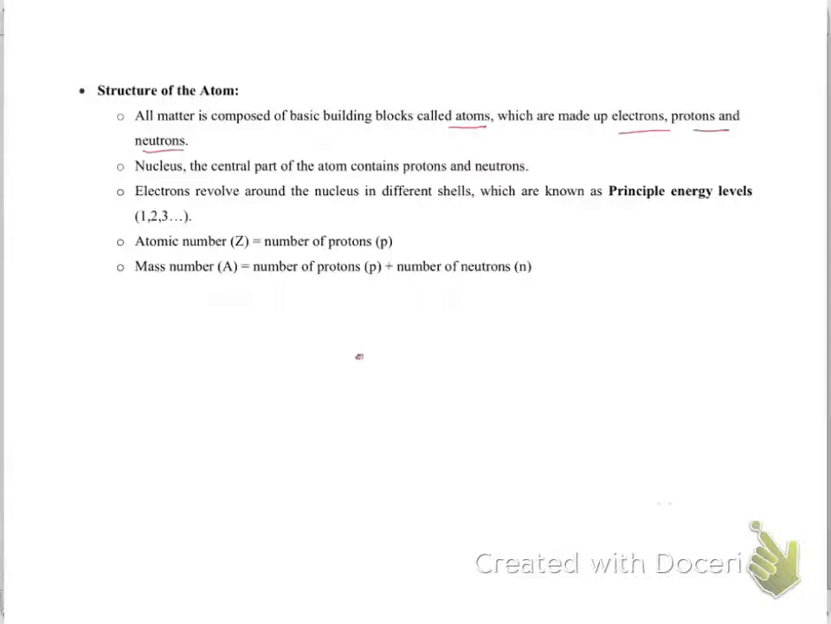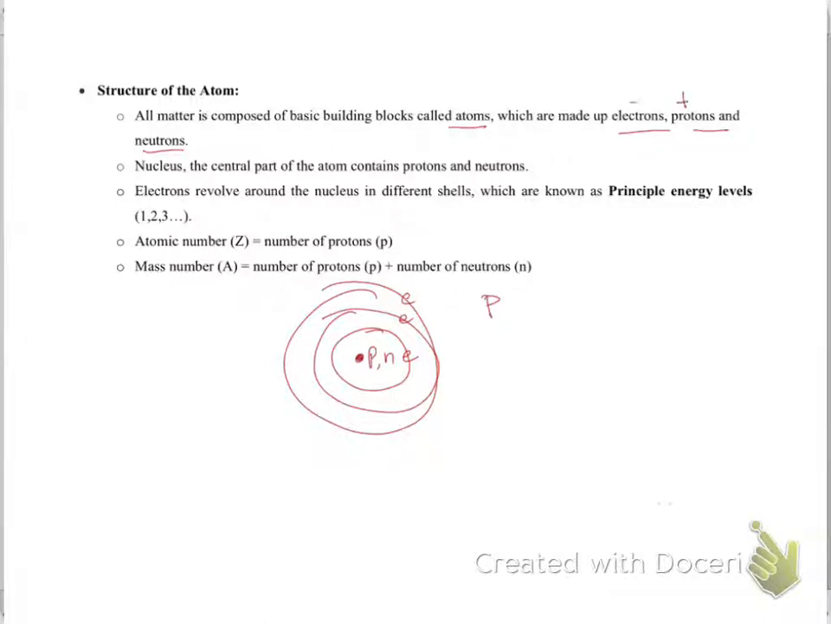The central part of the atom is known as the nucleus, and the protons and neutrons are in the nucleus, and the electrons are revolving around the nucleus in different energy levels known as principal energy levels. Protons are positively charged, electrons are negatively charged, and neutrons have no charge. An atom is neutral. What does that mean? That the number of protons is equal to the number of electrons in an atom.